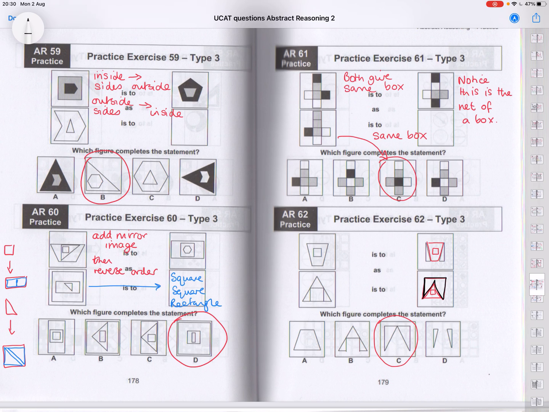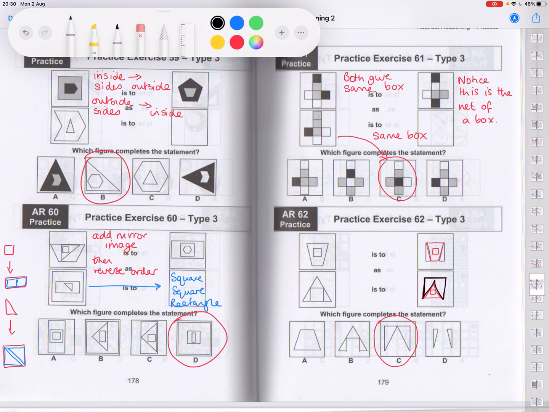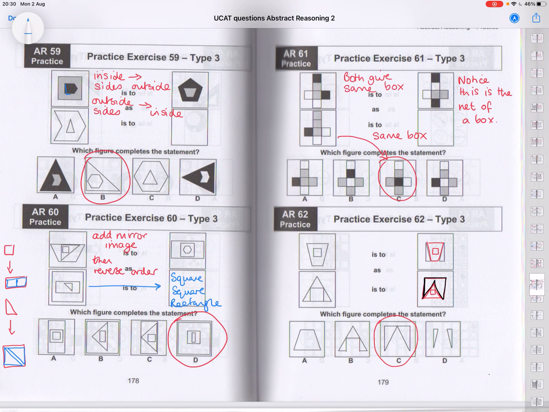That's because the number of sides of the shape on the inside becomes the number of sides on the outside. So if you look at the top left hand side here, we have 2, 3, 4, 5 on the inside, which becomes 5 on the outside. 4 on the outside becomes 4 on the inside. So that means we need the 6 on the outside to become 6 on the inside, and the 3 on the inside to become 3 on the outside, which is B.